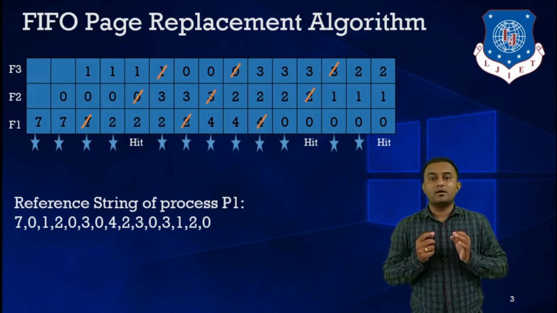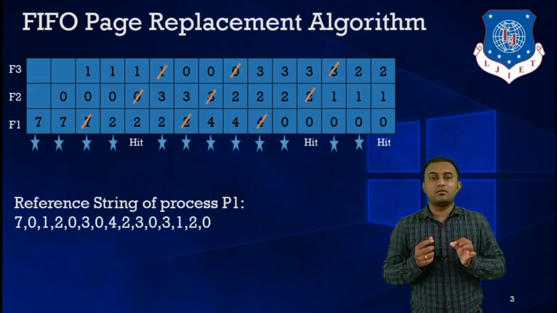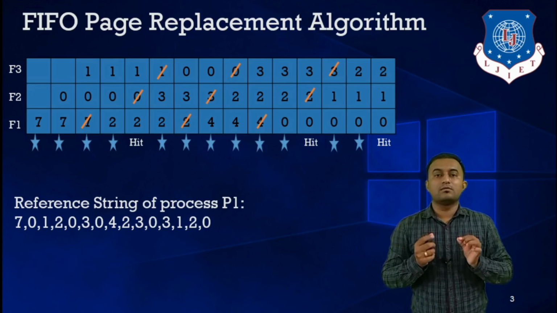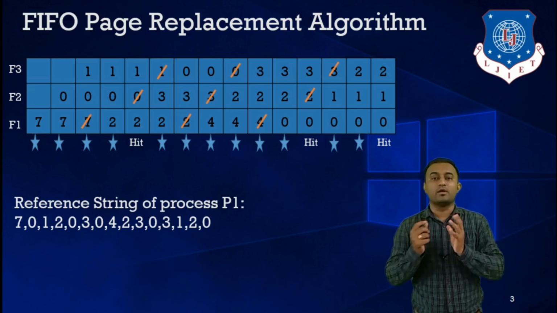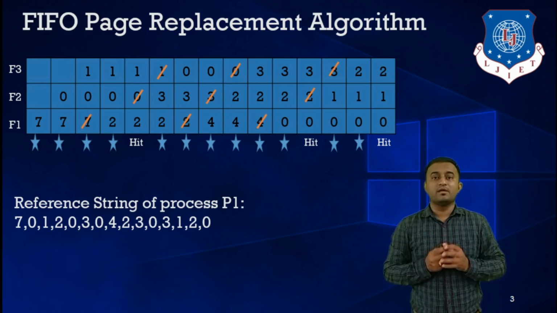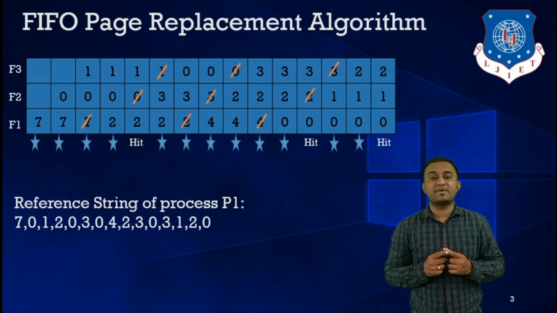Now the next one is 1. Does page number 1 already exist? It does not exist. So the F2 frame value will be replaced with 1. So now the updated values are 0, 1, 3. Is it a page fault? Yes, it is considered a page fault.